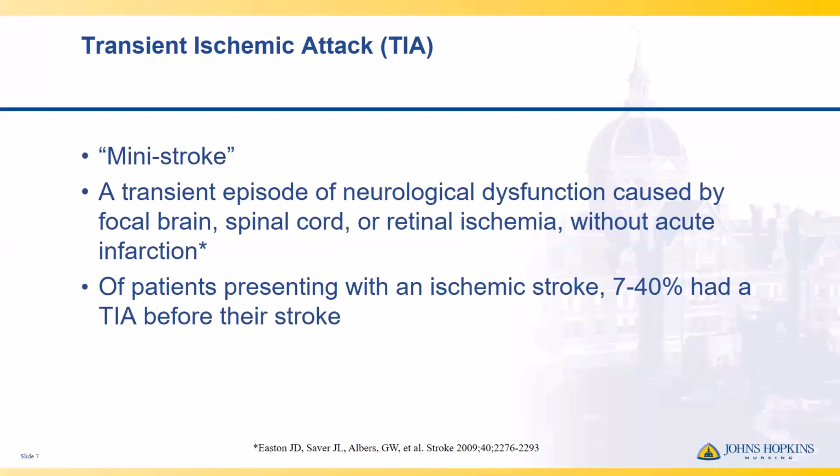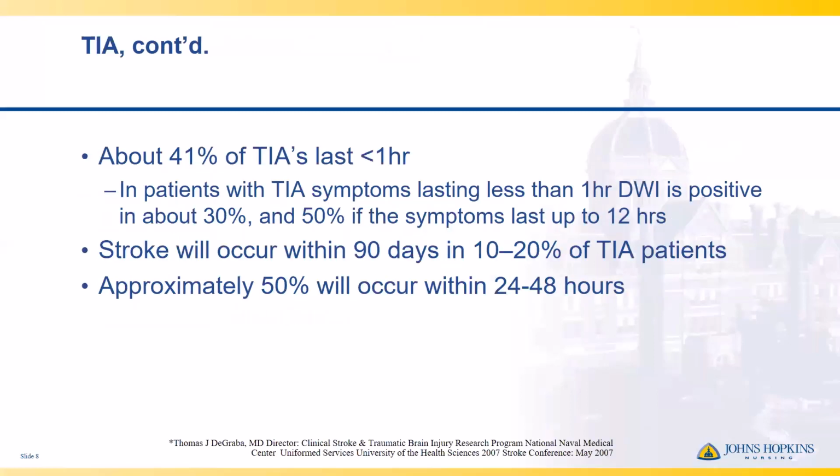A person who has had 1 or more TIAs is actually 10 times more likely to have a stroke. Also, about 1/3 of the people who have a TIA go on to have a more severe stroke within a year. For TIAs, about 41% of them last less than an hour. But interestingly, if you get an MRI and look at the diffusion-weighted image of these patients, in about 30% of those, their MRI will be positive for actually having a stroke. And if the patient's symptoms last up to 12 hours, 50% of those patients that have TIAs will also have a positive MRI for a stroke.